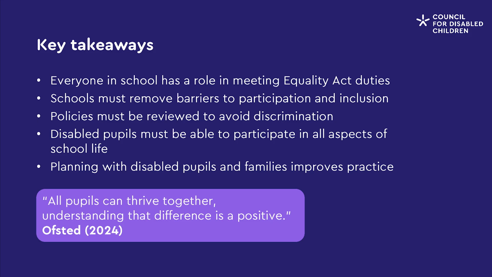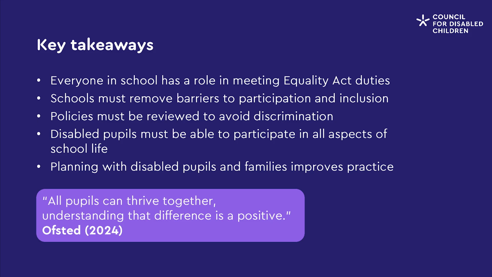This means everyone contributes to ensuring disabled pupils are not discriminated against. Schools must remove barriers to participation and inclusion, and this is at the heart of avoiding discrimination. The duty is anticipatory. Schools must think ahead, identify where barriers may arise, and plan reasonable adjustments proactively so that disabled pupils are not placed at a substantial disadvantage compared with their peers.